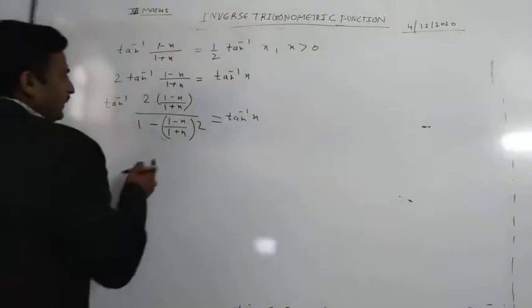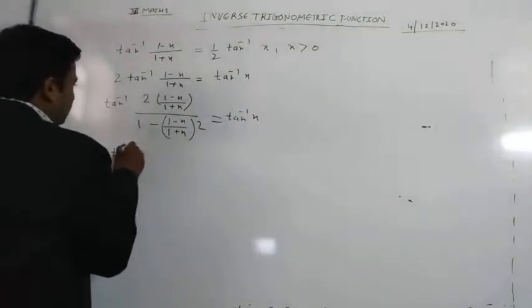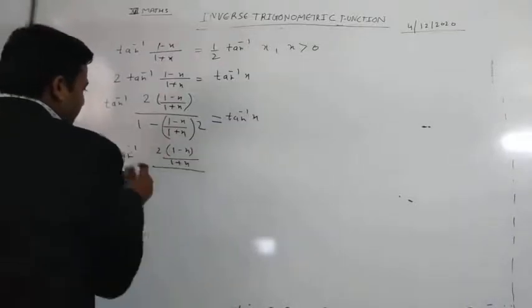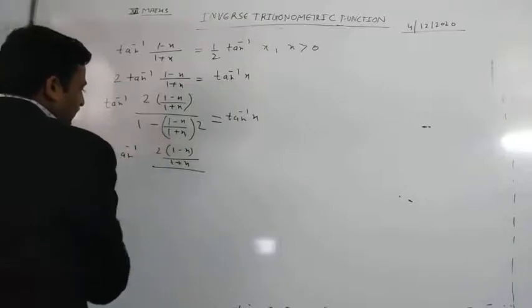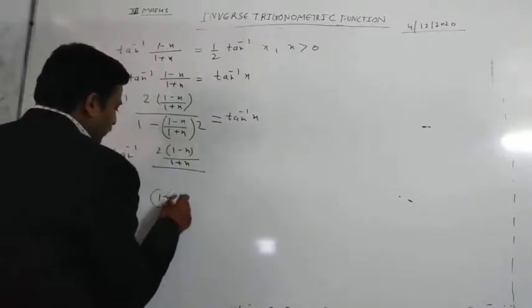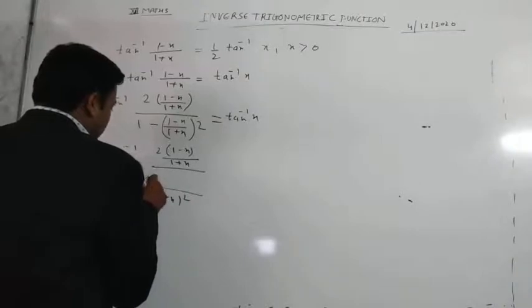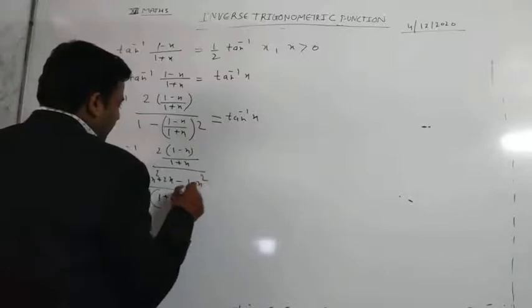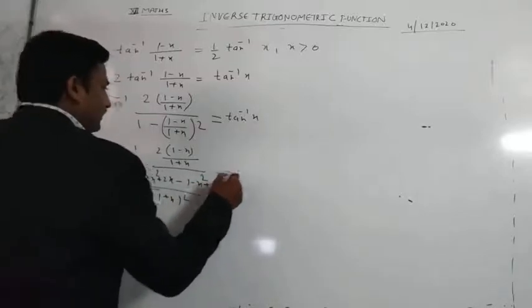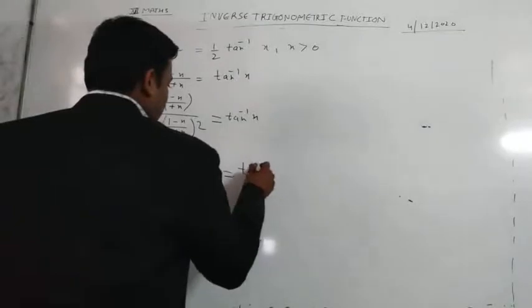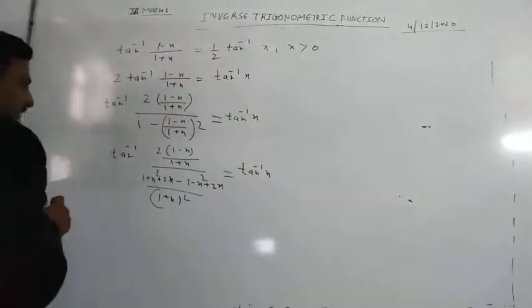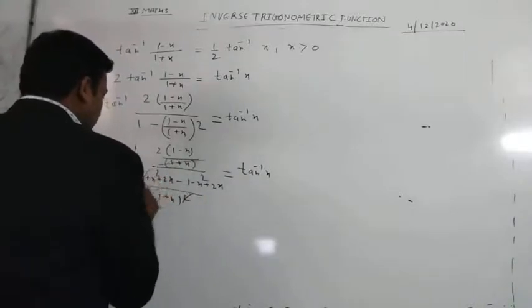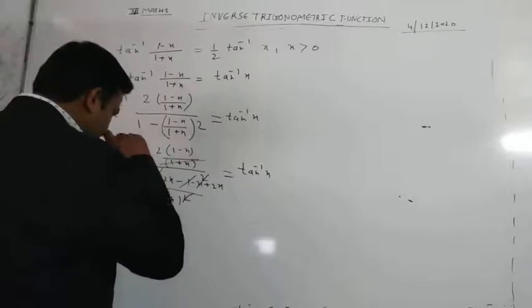Okay, so this is tan inverse of (1 minus x) by (1 plus x). We will take the LCM, and we get (1 plus x) whole square. From here, (1 plus x) square plus 2x minus (1 minus x) square plus 2x, and it will be equal to tan inverse x. So tan inverse and tan inverse will reduce. So this will be cancelled, and 1 and 1 cancel, x square cancel.